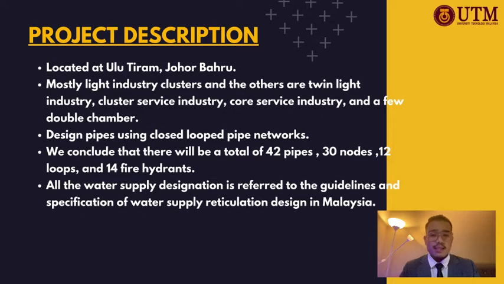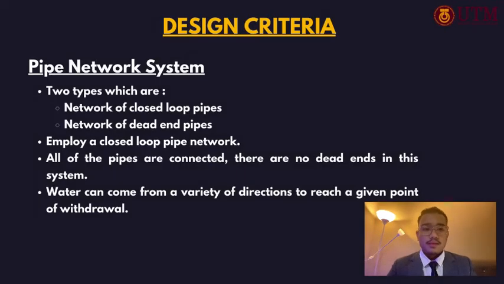All the water supply design is referred to the guideline and specification of water supply reticulation in Malaysia, which is Suruhanjaya Perkhidmatan Air Negara (SPAN). For design criteria for pipe network system, there are two types, which are network of closed loop pipe and network of dead end pipes. We shall employ a closed loop pipe. All of the pipes are connected. There are no dead ends in the system. Water can come from a variety of directions to reach a given point of withdrawal.